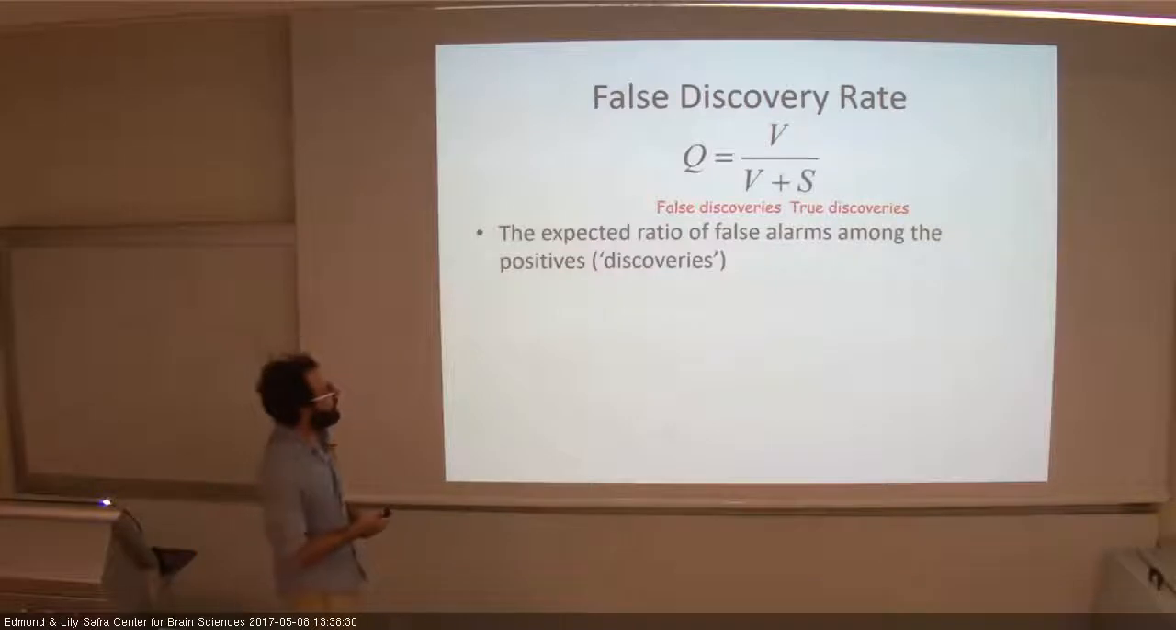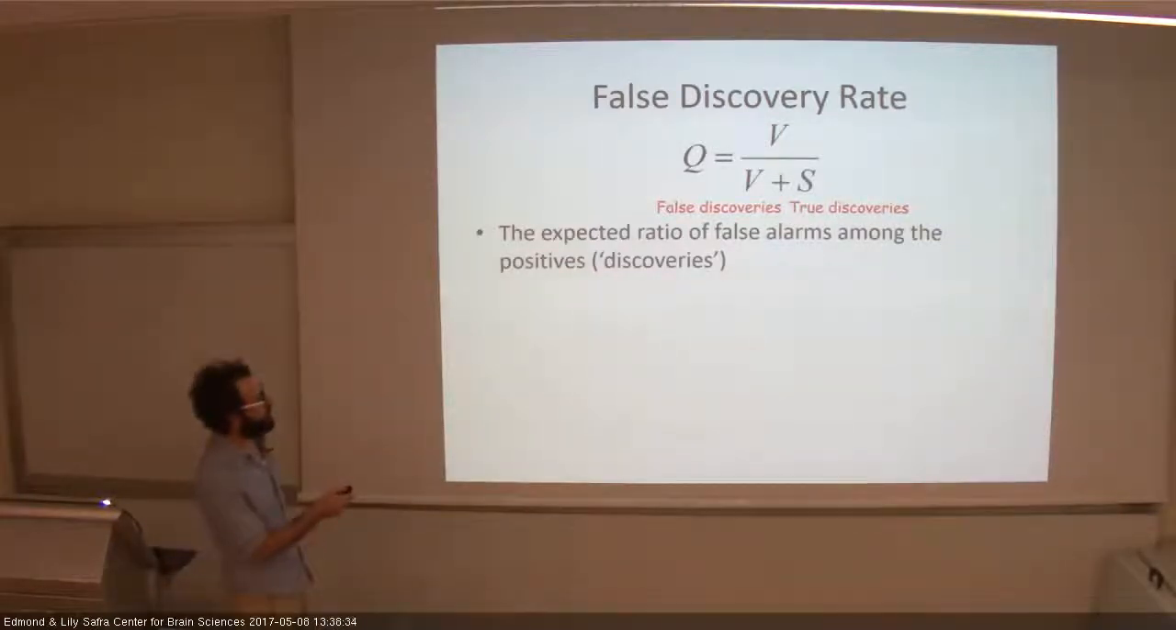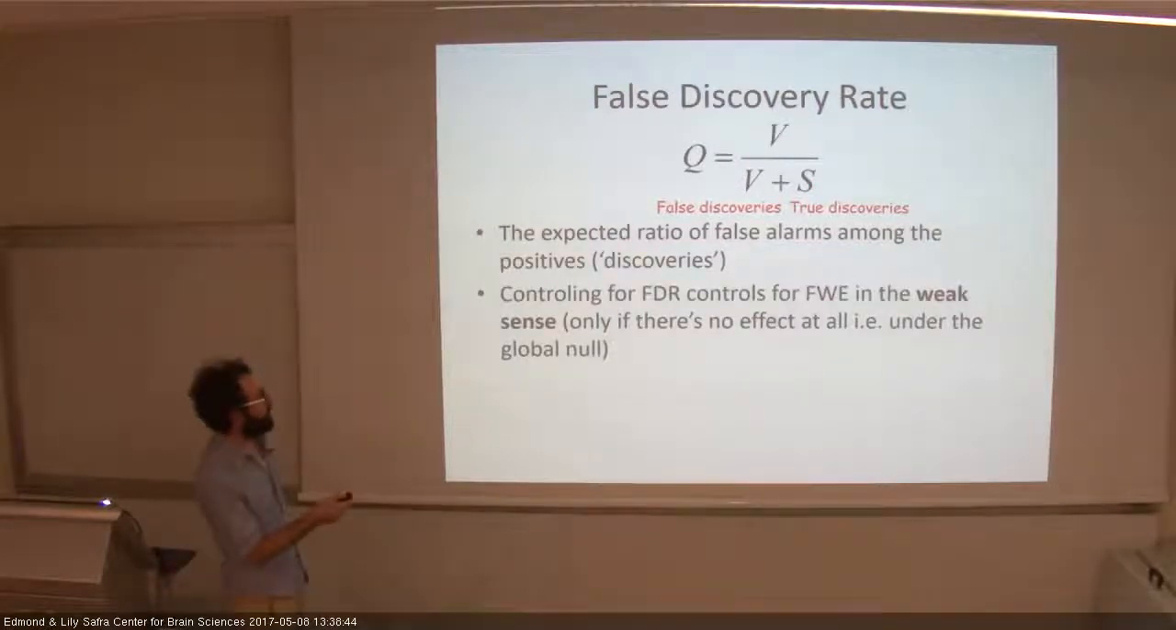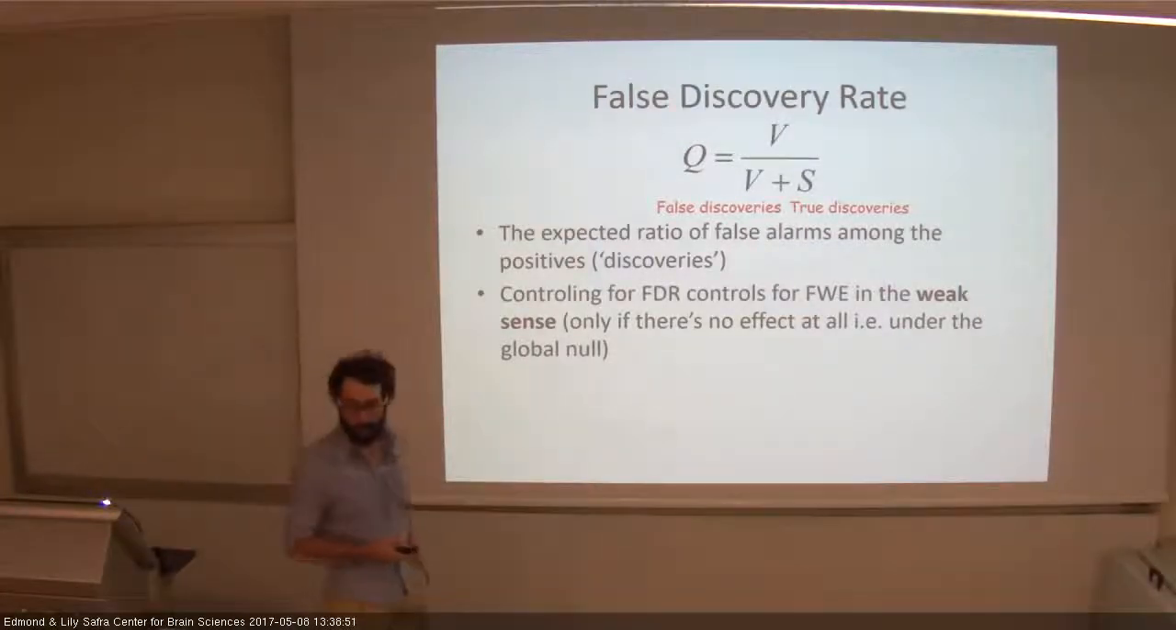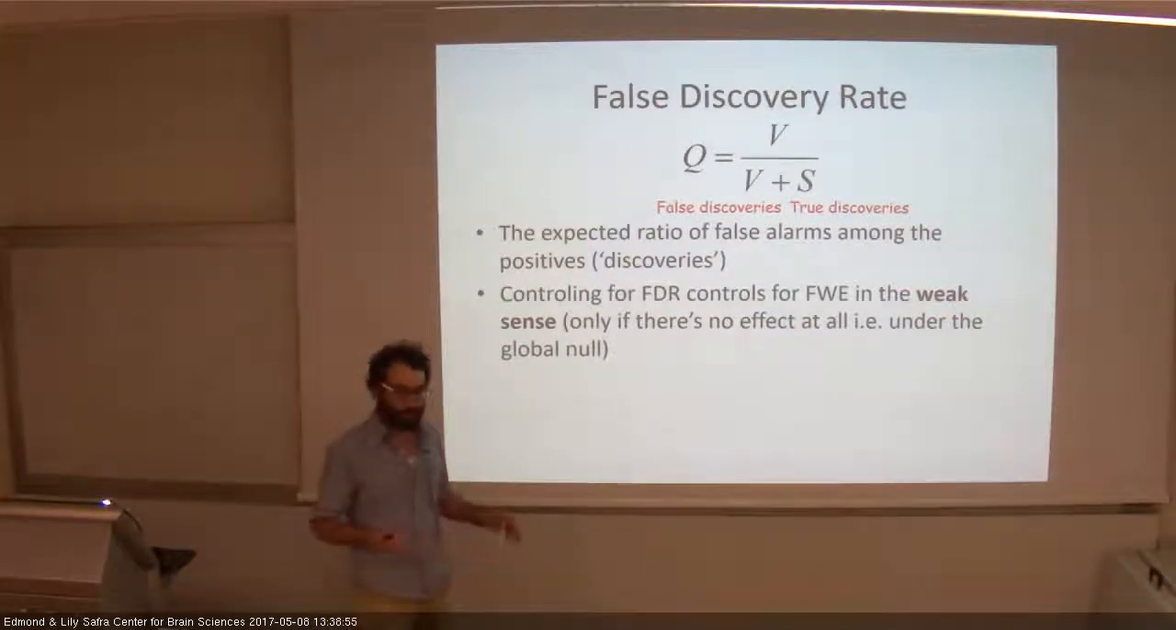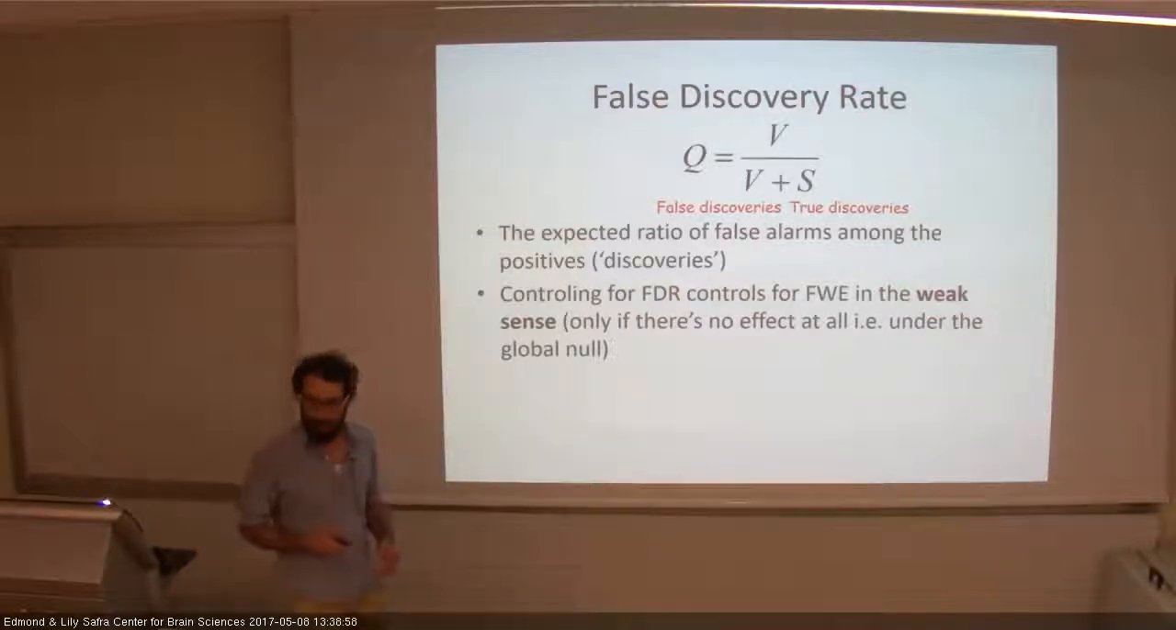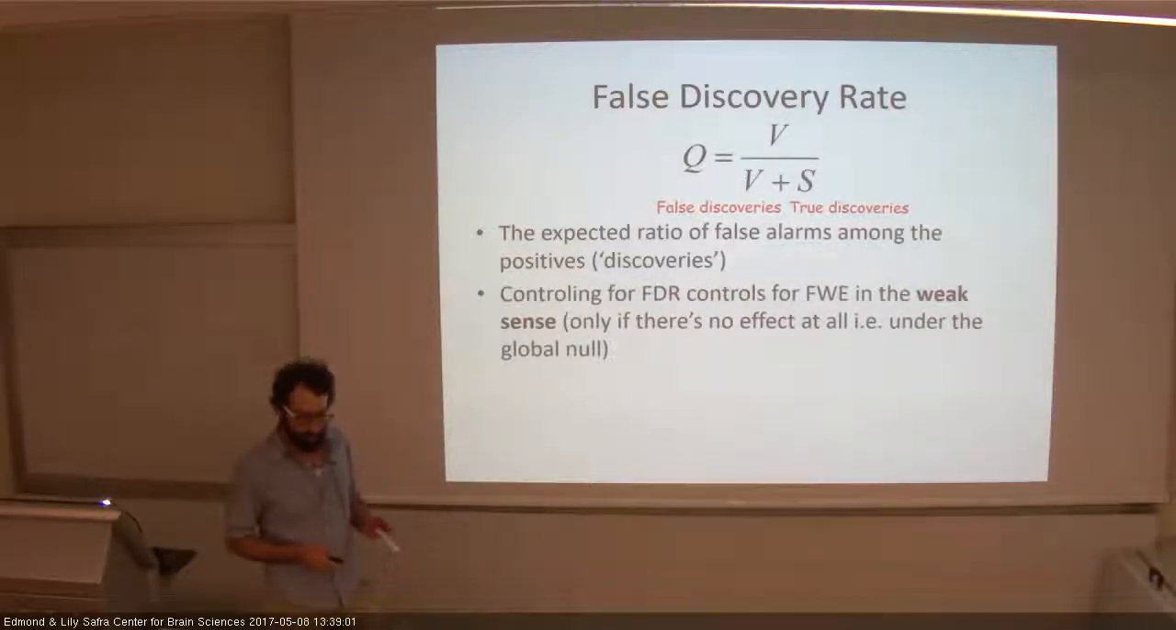false type 1 errors. So now we have this proportion, which is the proportion of false discoveries among all discoveries, false plus true. And this has a different meaning, right? Because you can control your FDR, it will be 0.5, and now you have 1,000 significant voxels, and by controlling the FDR, you don't say that there's a probability of less than 0.5 that you will have a false alarm. You say that out of these 1,000 significant voxels, only 5% are false positive.